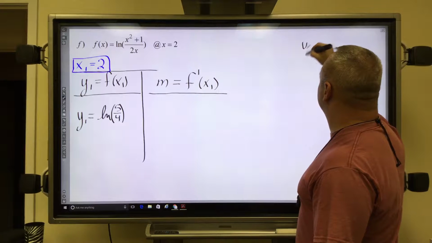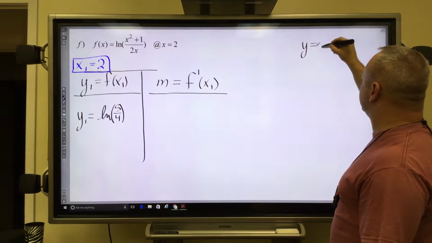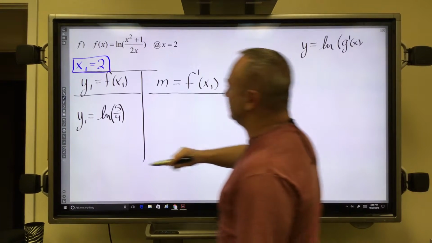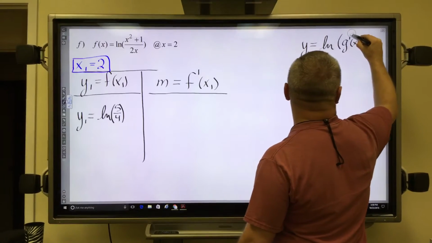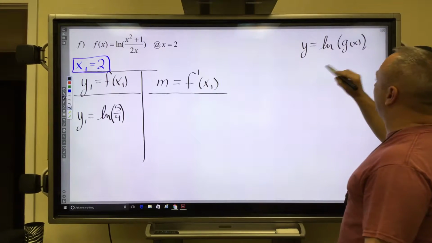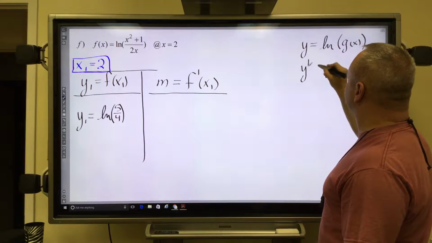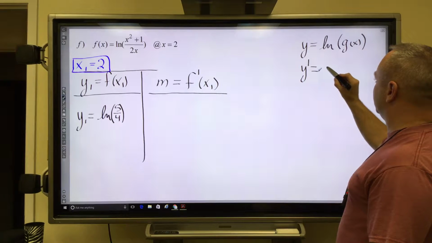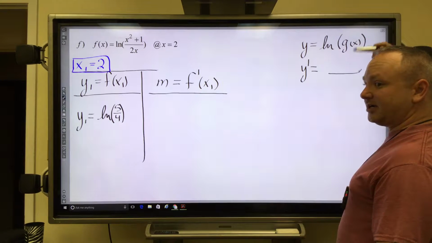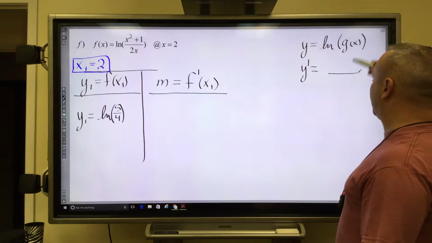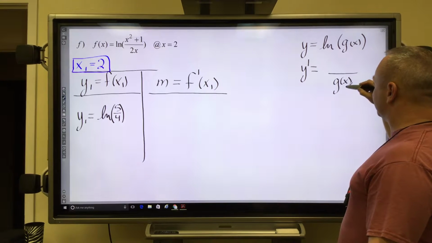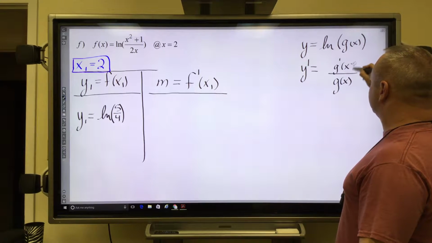Anytime you have, so if y is equal to ln of g of x, getting ahead of myself here. All right. If y is equal to ln of g of x, then y prime is going to be, draw a line. Ln reminds us of the word line. Take what's on the inside and put it on the bottom. Take the derivative of that and put it on the top. So on the inside of the ln is g of x. The derivative of g of x is g prime of x.